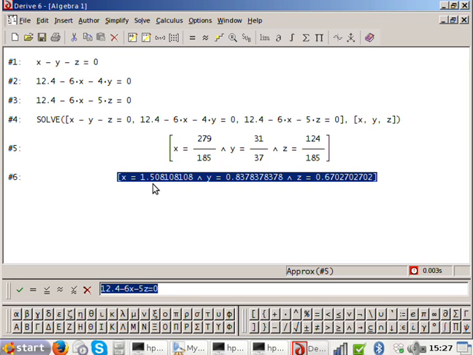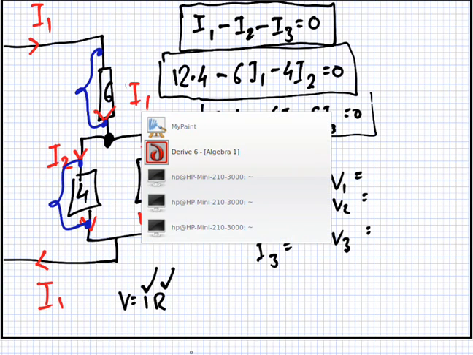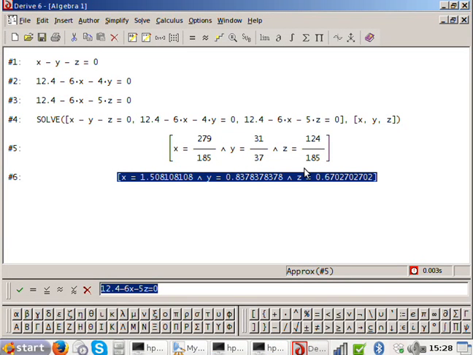What do we need for part 1? The voltage in the 6, which will be V equals IR, so that is 1.5 multiplied by 6. What's that? Is that what I got the other time? Good. And the last one is the power, which is I squared R, which will be the y answer squared times 4. So 0.83 squared times 4. It's the same answer, isn't it?